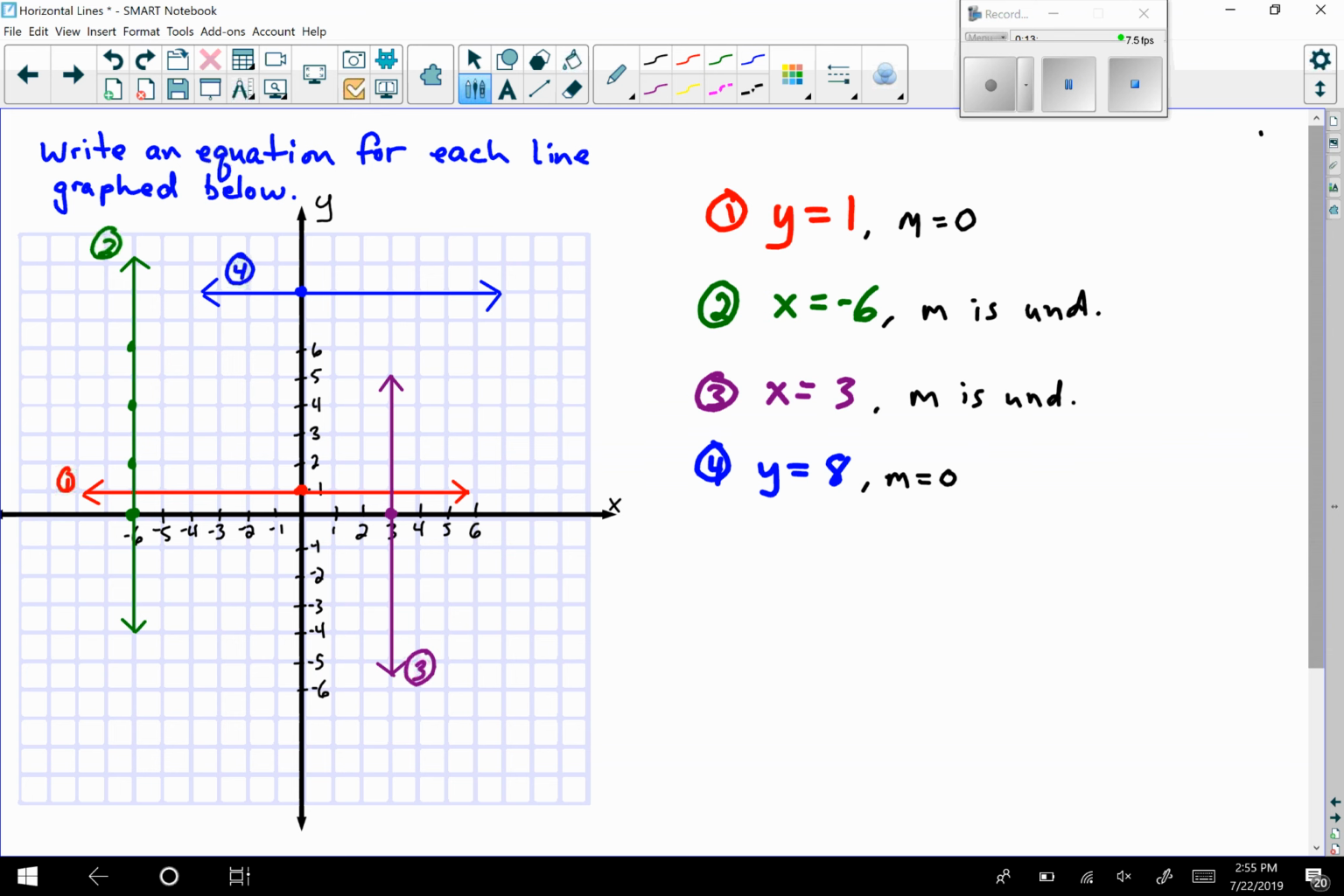Now, I will discuss more about horizontal and vertical lines in another video lesson that I will have posted on parallel and perpendicular lines, because if you notice, one horizontal line is going to be parallel to another horizontal line, but a vertical line and a horizontal line, they're going to be perpendicular. So more to come on that topic, so look for that video.